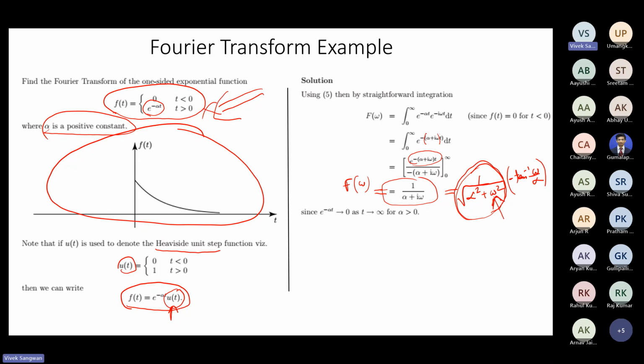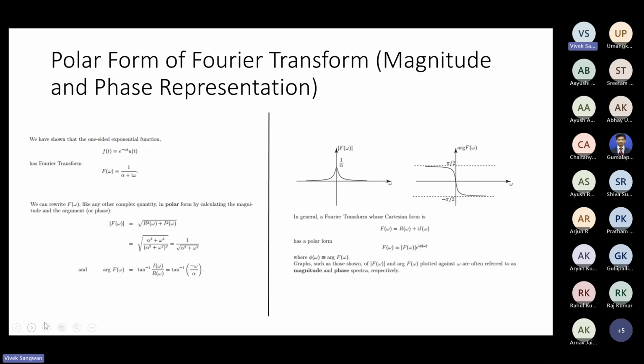Okay, for very large frequencies, this number will become very small. This alpha is staying constant, just this omega is changing. Okay, and the phase is doing something. Okay, so in the next slide, this magnitude and phase is what is plotted here. And this is just called the polar form of the Fourier transform.